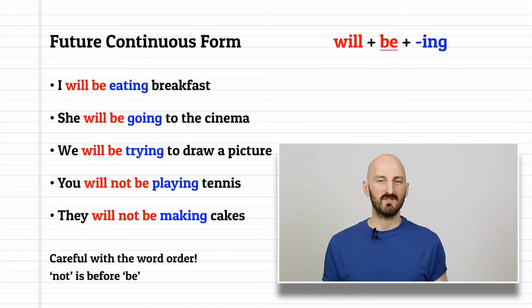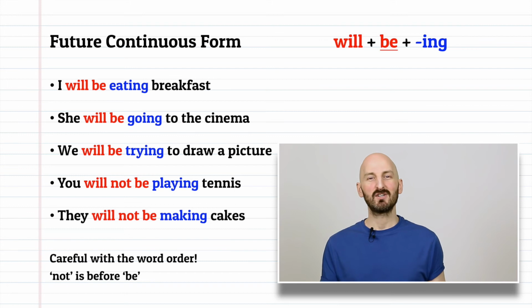The future continuous is much easier because will is a modal verb, and the good news is the form stays the same with every subject. Great. So in the sentence, I will be eating breakfast, I is the subject, will is the future modal verb, be is the auxiliary verb be, eating is again the ing form of eat, and breakfast is the object. Some other examples are he will be eating breakfast, we will be eating breakfast.